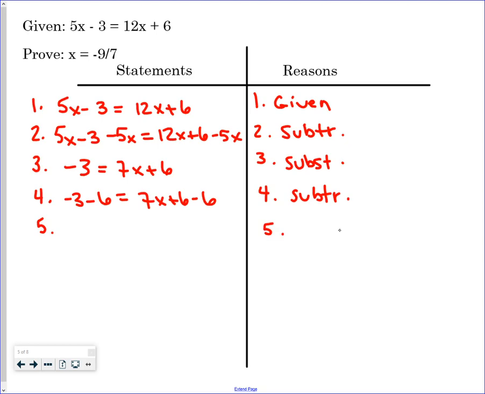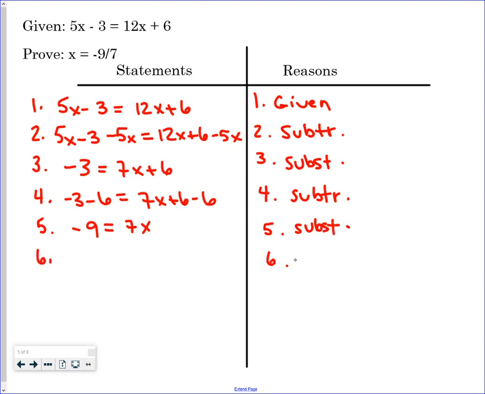What do I get? What's negative 3 minus 6? Negative 9, and then these cancel out, and I'm left with a 7x. So I did the math, so what's that called? Substitution. Very good.